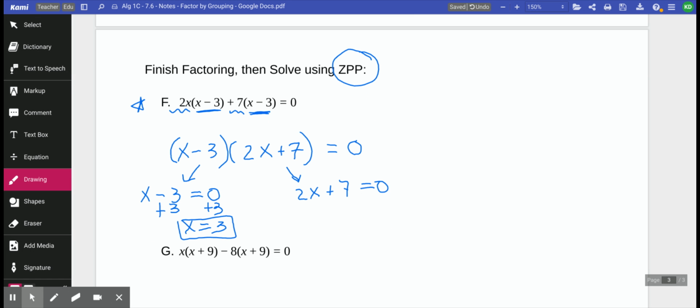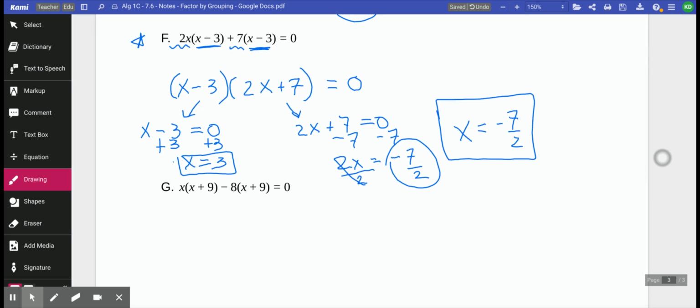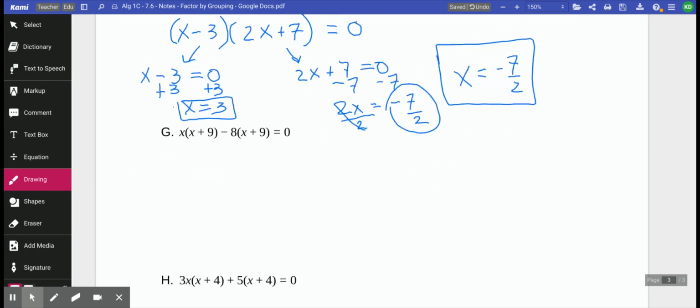2x plus 7 equals 0. This is going to be a two-step solution, right? So we have to subtract 7. So we get 2x equals negative 7. Divide by 2, and we get x equals negative 7 over 2 as our second answer. So x equals 3 and x equals negative 7 over 2. And our last, well, nope, we got two more examples.